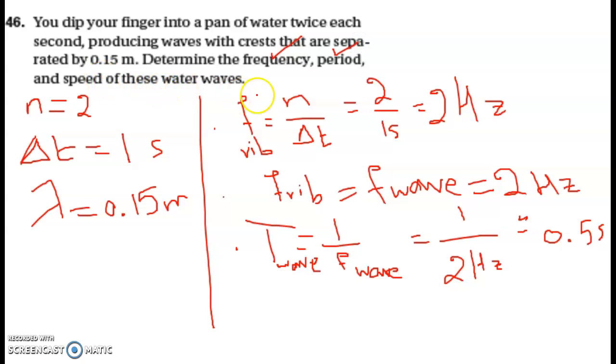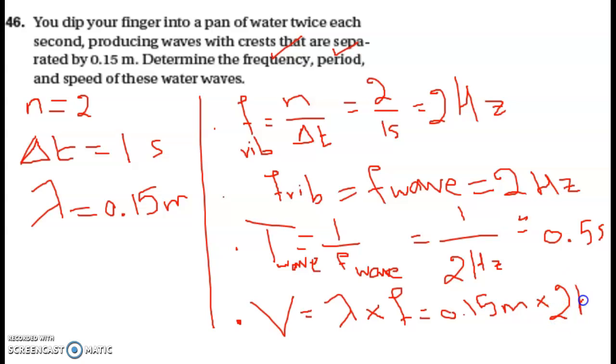And the speed of these water waves, so you have lambda, you have f, v equals lambda times f, or lambda over T. So lambda times f is equal to 0.15 meter, already given in the SI unit, times the frequency calculated also in the SI unit. So it is equal to 0.3 meters per second. So the obtained value is in the SI unit of the speed.